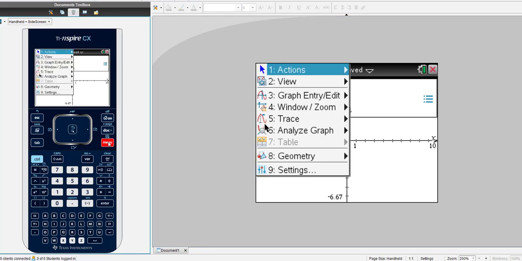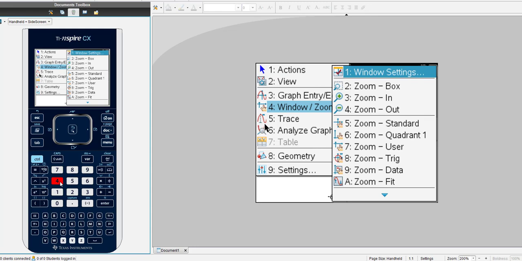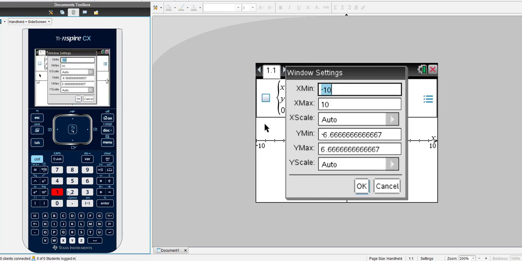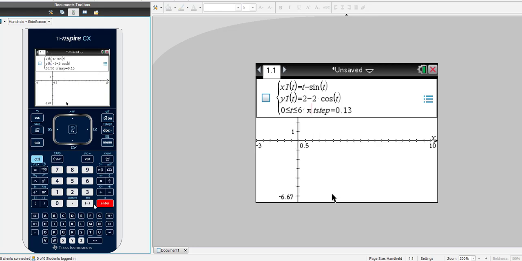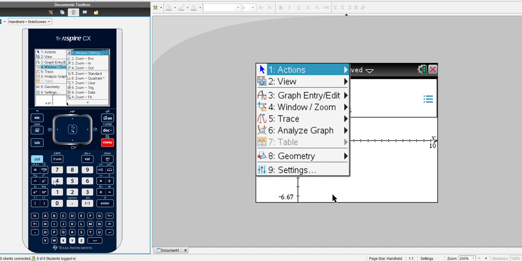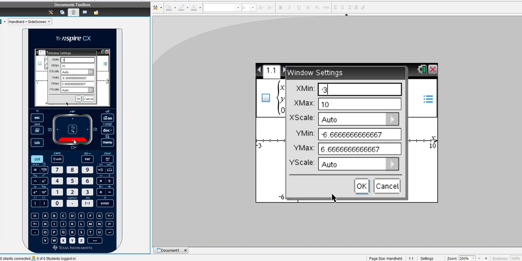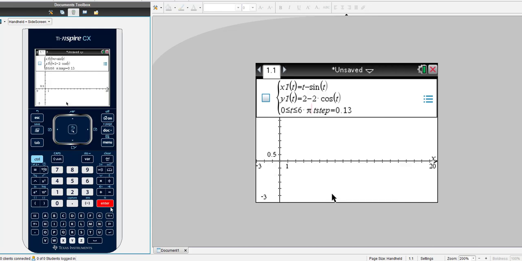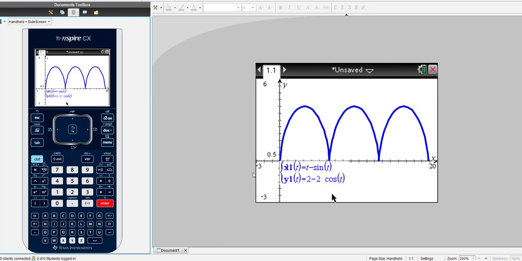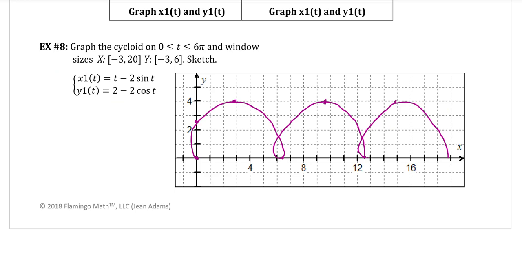And now what we want to do is hit menu and then go to 4 window, and we'll do number 1, our window settings. And again, we want to put in from -3 to 20. And our y's will be from -3 to 6. And now we can just hit enter and enter again, and there's our curve. Okay, and so when you sketch it on your paper, it'll look like this, and you're good to go. And that's the end of this lesson.